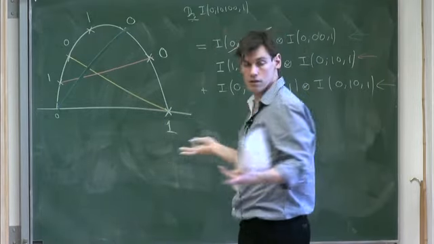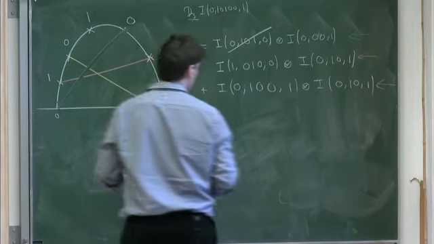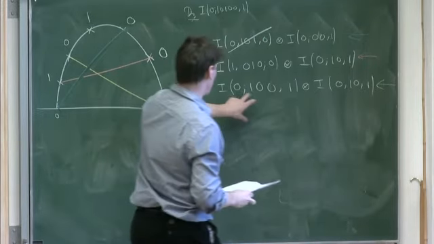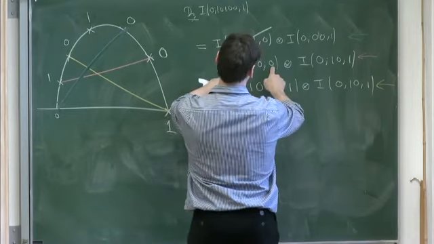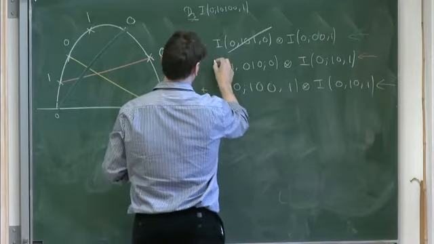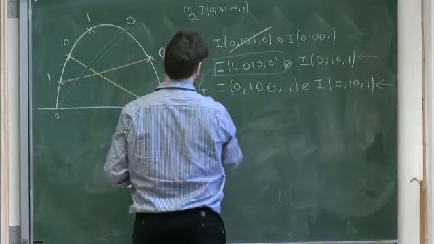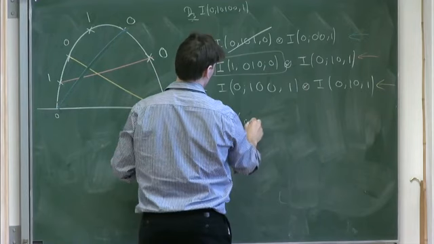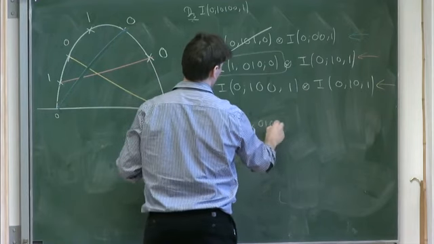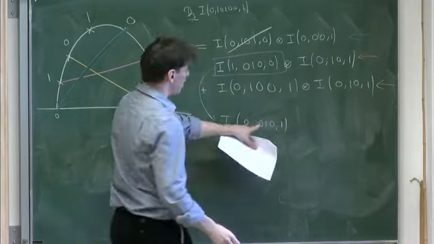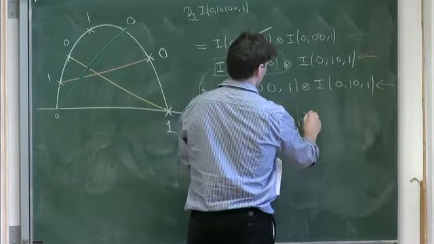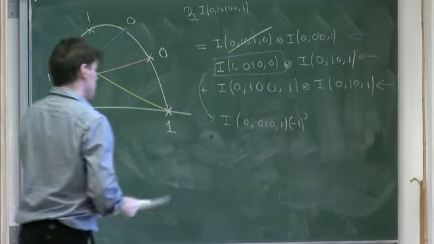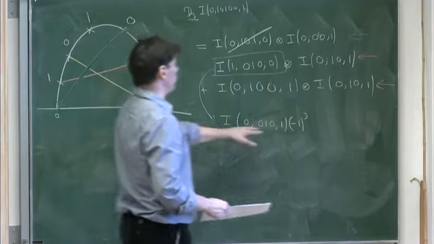So there's almost nothing to calculate here. Then I have to work out what this means. This ends in 0 and 1, that's okay. This begins in 1, ends in 0, so I have to flip the word. This gives me I of 0, 0, 1, 0, 1, with a factor of minus 1 to the power of the length, which is 3. But then, what on earth is 0, 1, 0?